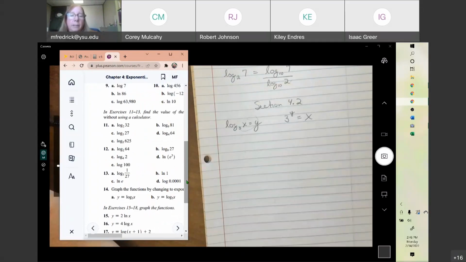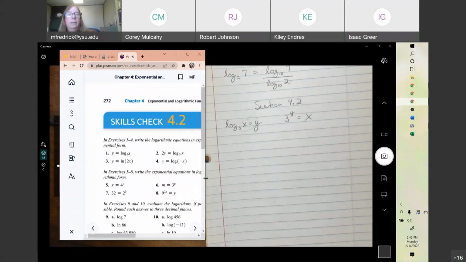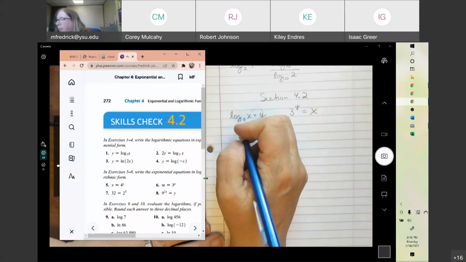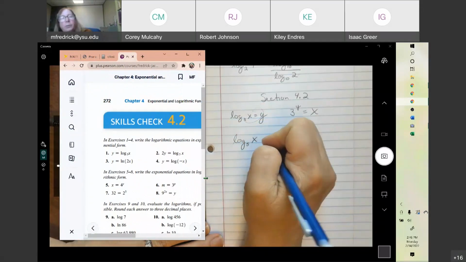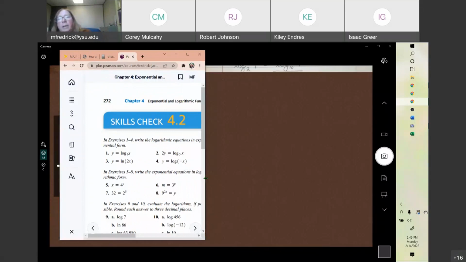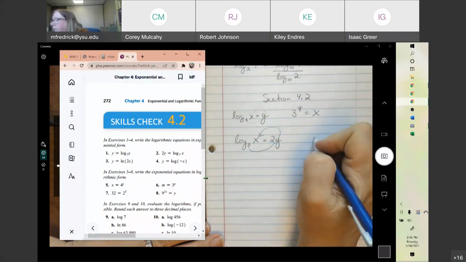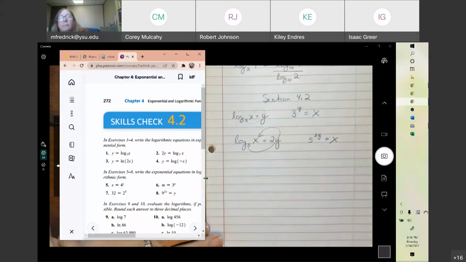Oh, sorry. I meant to make it a little wider. Number 2, log base 5 of x equals 2 to the y. Start with the base and loop around. 5 to the 2y equals x.